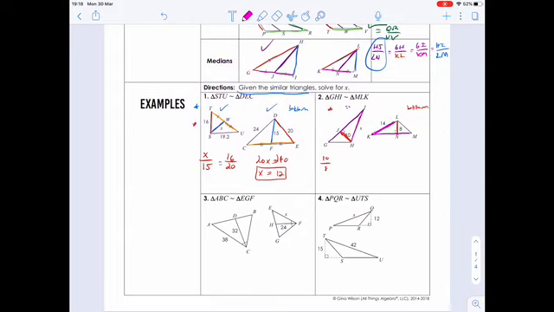Since this triangle is on top, we'll put x on top, and then we'll put 14 on the bottom, and then we solve. We get 8x equals 140. x equals 17.5.